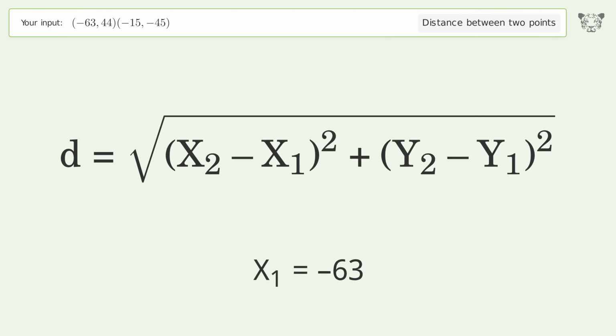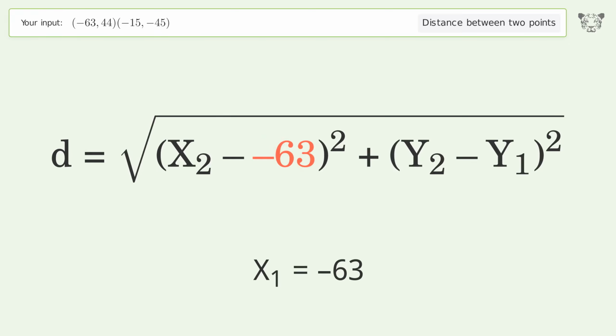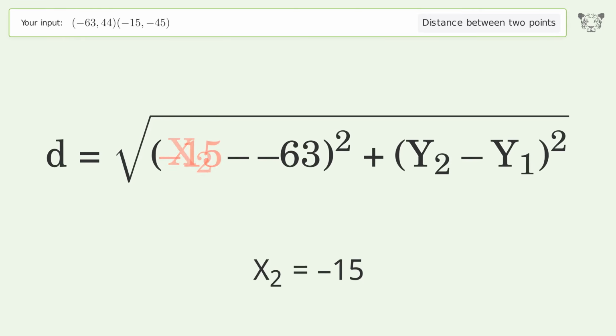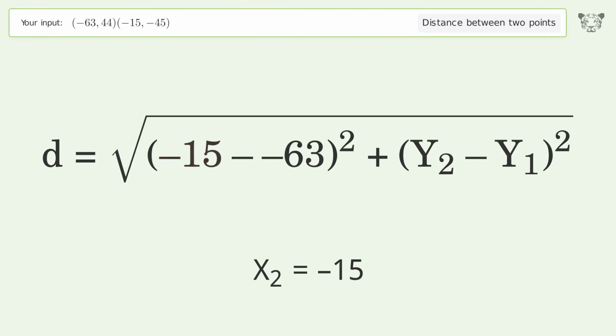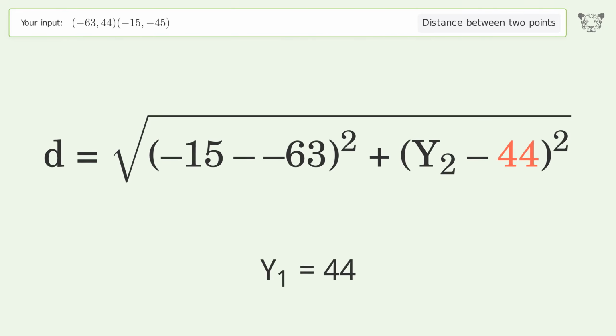x1 equals -63. x2 equals -15. y1 equals 44. y2 equals -45.